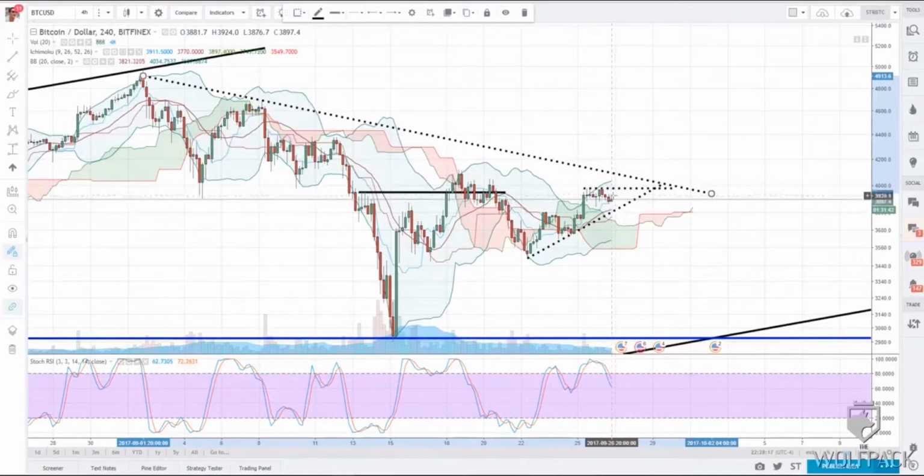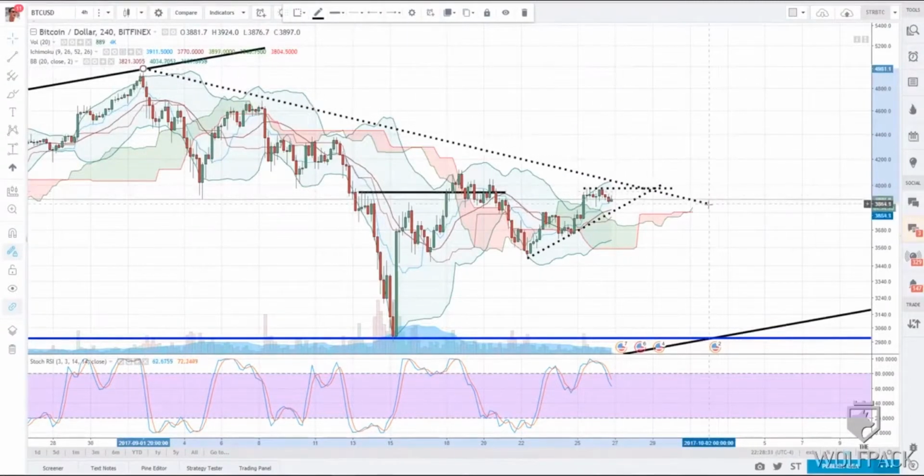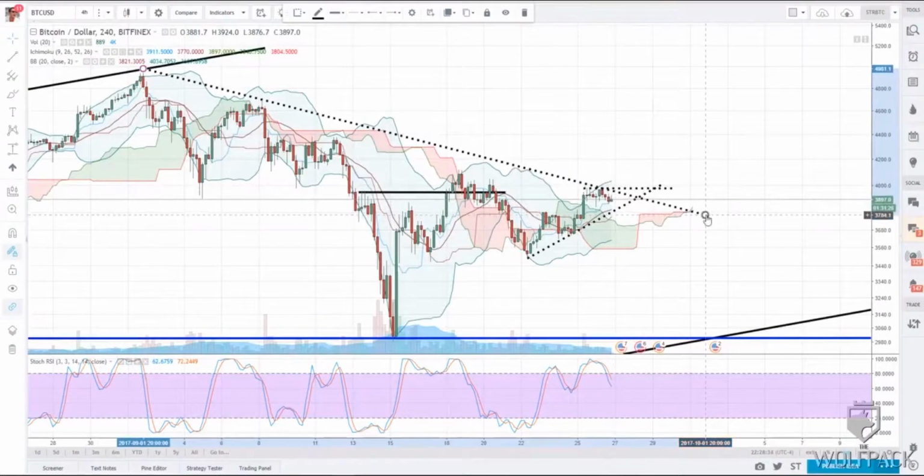So it could have like a little short squeeze up and then just be a fake out and come down there and then hit the support again before an actual breakout occurs. But for right now, it's somewhere around here that it just can't break through. There you go. Perfect.